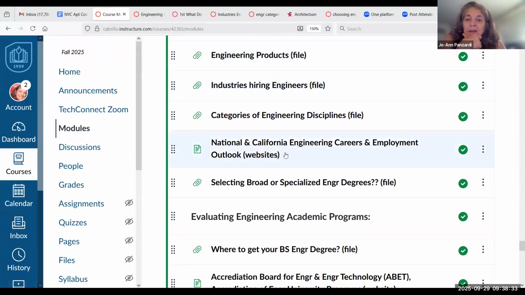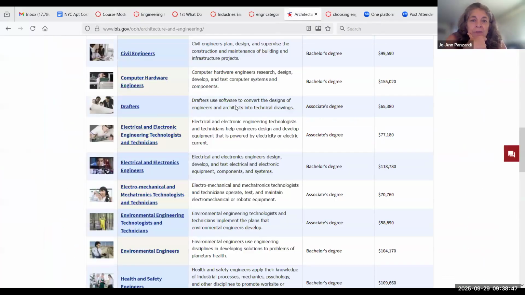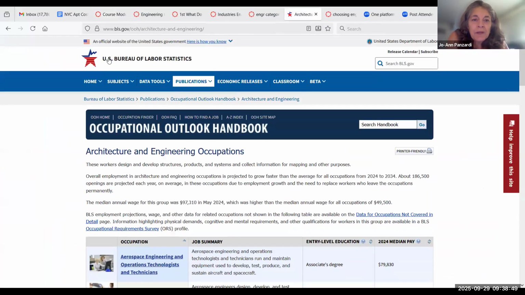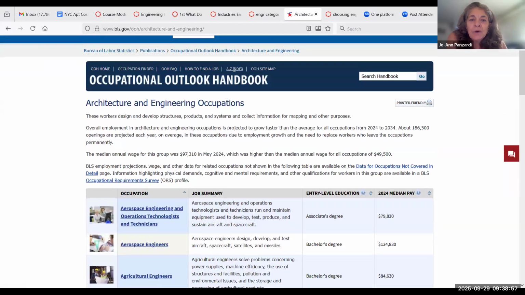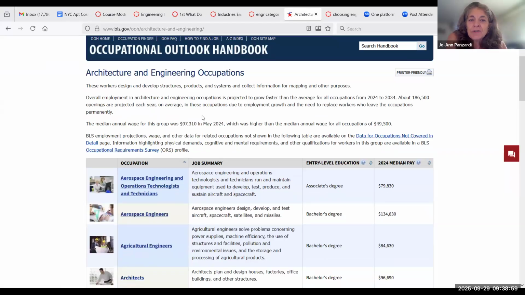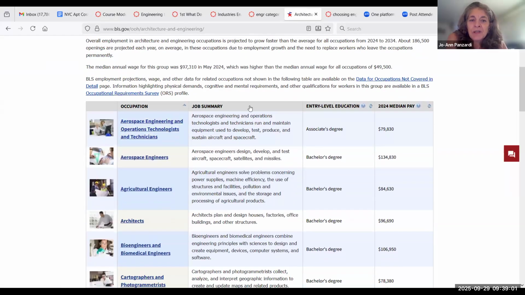There is a website. There's a national website and a California website that talks about engineering careers and employment outlook. And that link I opened up, when you open this up, you'll see that the link is there, and I'm just going to open it up. So this happens to be the national one. And if you notice, it says US Bureau of Labor Statistics, BLS, bls.gov. And you'll notice that there's a whole bunch of architecture and engineering occupations under here. They give you a short summary. They tell you what degree you need and what the median salary is.